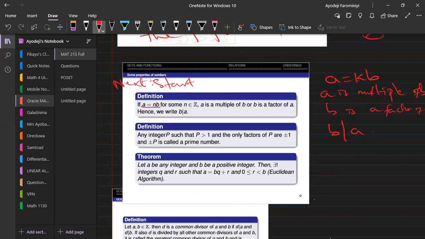Okay, sir. So the next time we are going to talk about, of course you know what prime numbers are. So we start from the Euclidean algorithm next time.